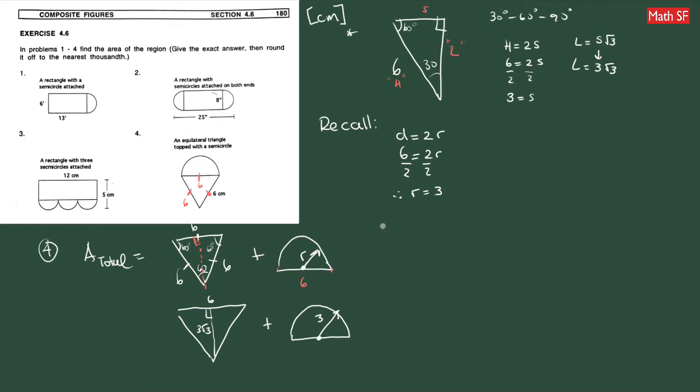Now I'll write the total area, A subtotal, equal to, let me write the formula. Recall that for the triangle it is 1/2 base times height, plus, because this is a semicircle, the area of a circle is pi r squared, but because it's a semicircle, you're going to have 1/2 pi r squared.